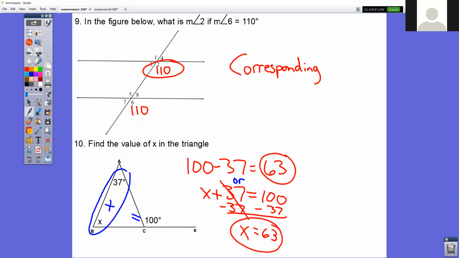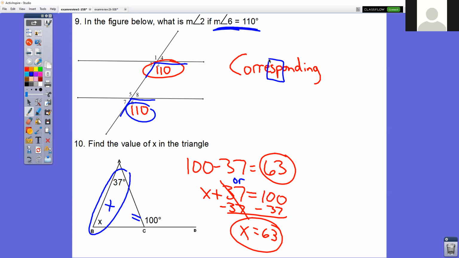Question number 9, they give you this angle. They tell you that angle 6 is 110. Well, if angle 6 is 110, they want to know what angle 2 is. Notice that this is in the bottom left and the bottom left. They're in the same place. When they're in the same place, those are called corresponding angles, and corresponding angles are equal to each other. Even if you didn't know that they're corresponding, just look at the size of the two angles when you outline them. If they look the same, they are the same, they're equal to each other.